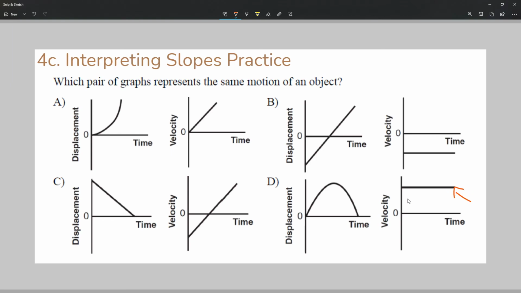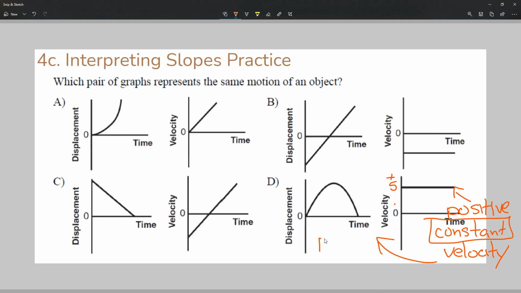D is saying that your velocity is positive. You have a positive constant velocity, right? Your velocity is not changing. Let's say this is like 5 or something, and so your velocity is not changing, constant positive velocity. And well, if you have a constant velocity, your PT graph cannot curve. Your PT graph will not curve if you have a constant velocity. So that's wrong.